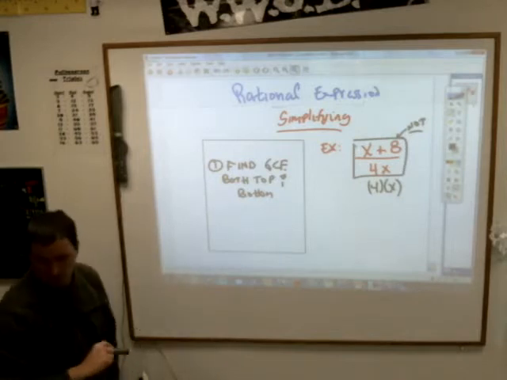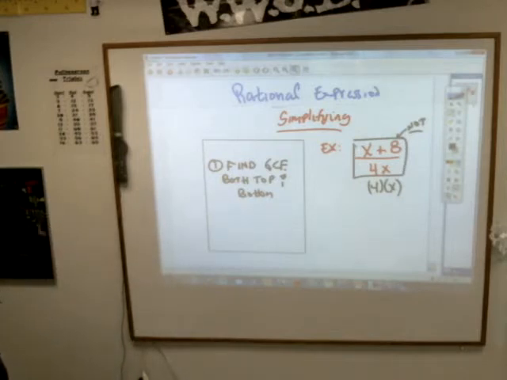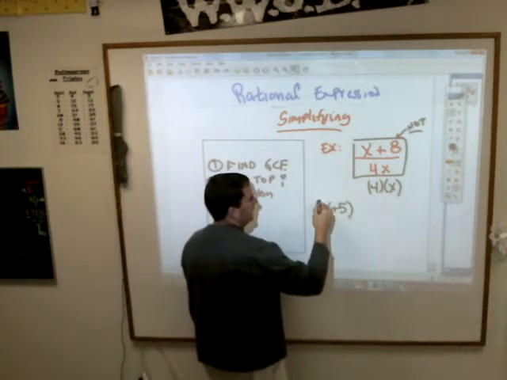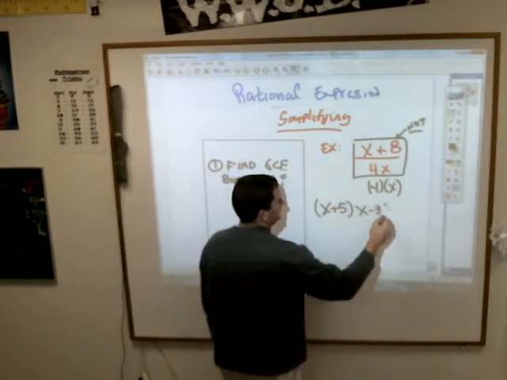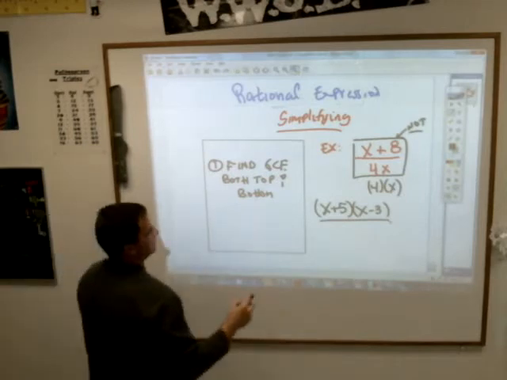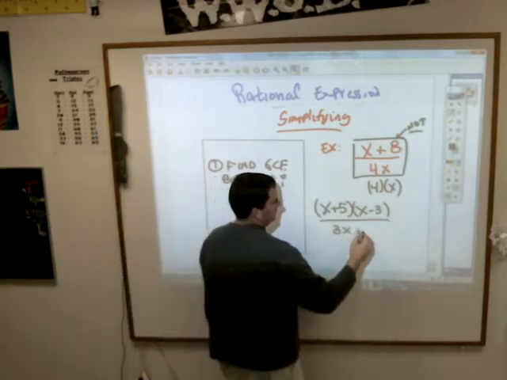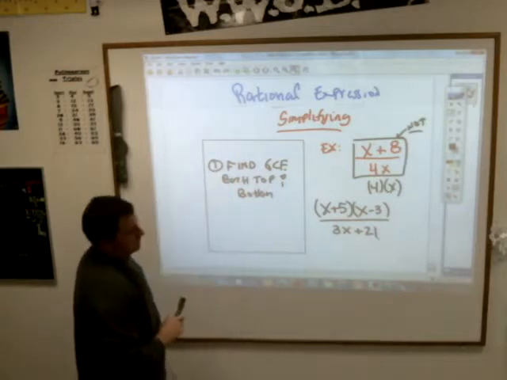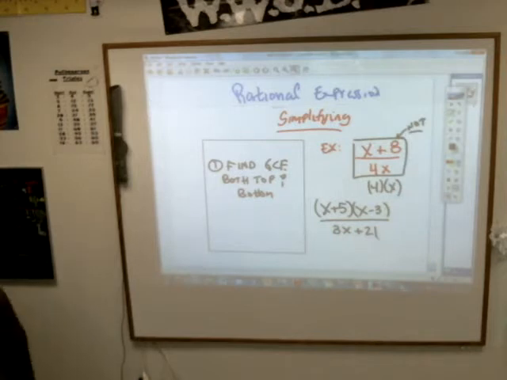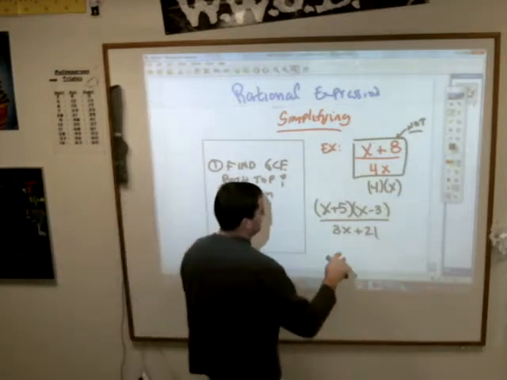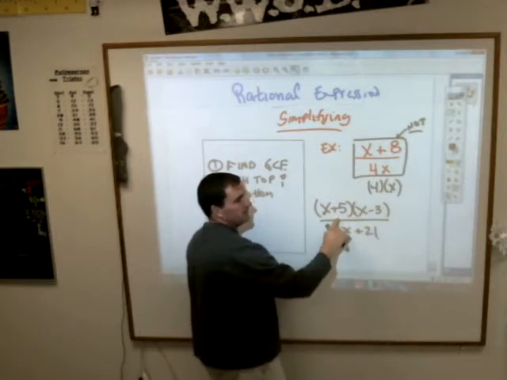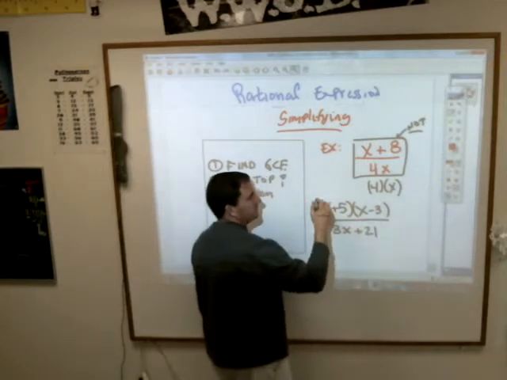Now, how about this one? x plus 5 times x minus 3 over 3x plus 21. Thinking along those same lines, the top. Can you factor anything out of any of these? You cannot. These are already factors of each other.